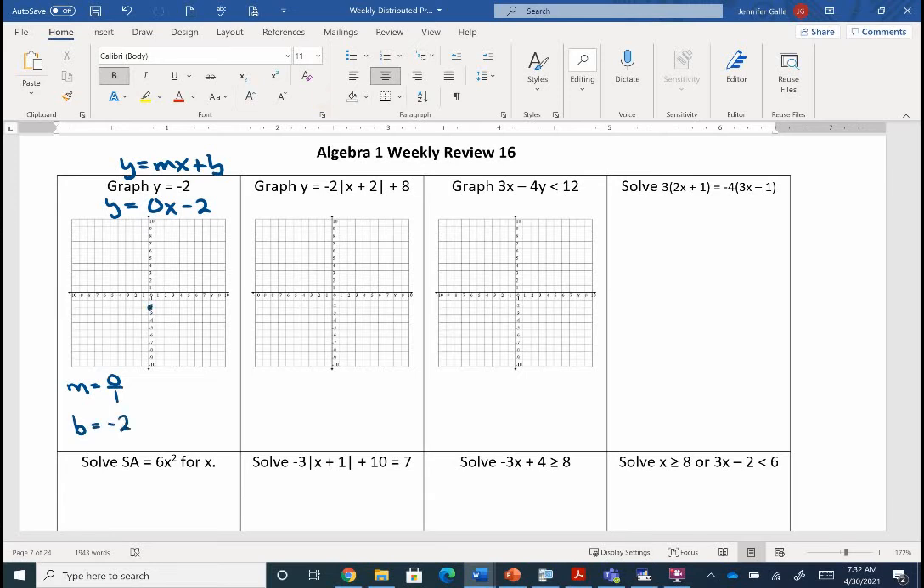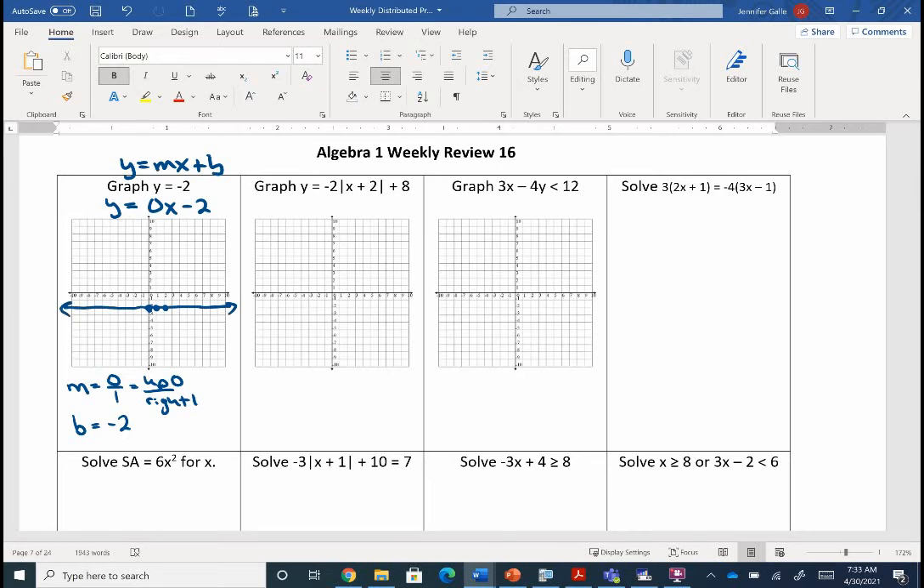So I start at -2 on the y-axis. Slope of 0 means we're going to go up 0. And then right or left, it doesn't matter, 1. So I go up 0, right 1, up 0, right 1, and we have a horizontal line.